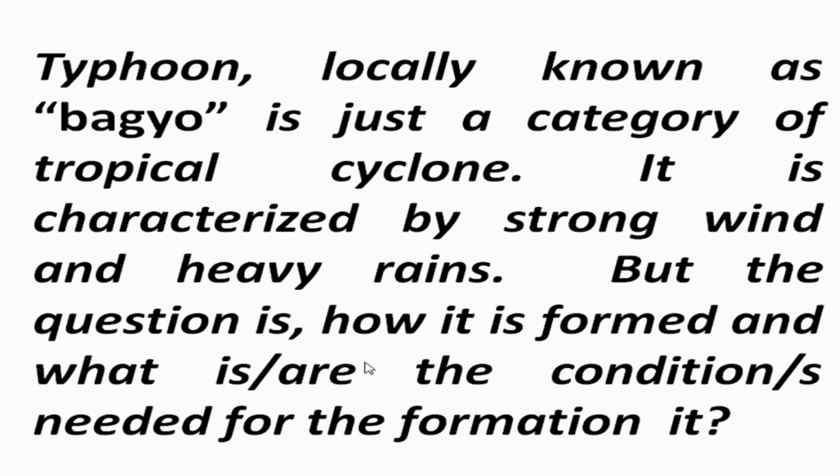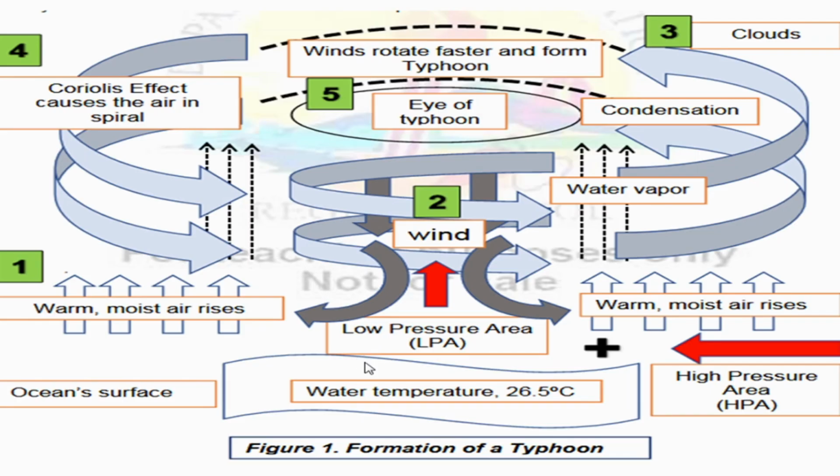A typhoon, locally known as bagyo in the Philippines, is just a category of tropical cyclone. It is characterized by strong wind and heavy rains, but the question is how it is formed and what are the conditions needed for its formation. So this is the figure of the formation of a typhoon. What are the requirements or what are the ingredients?